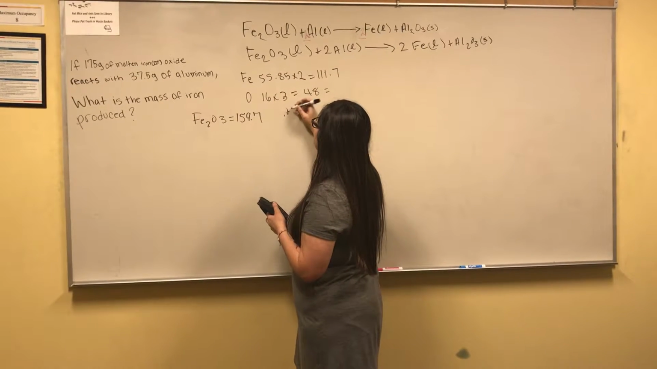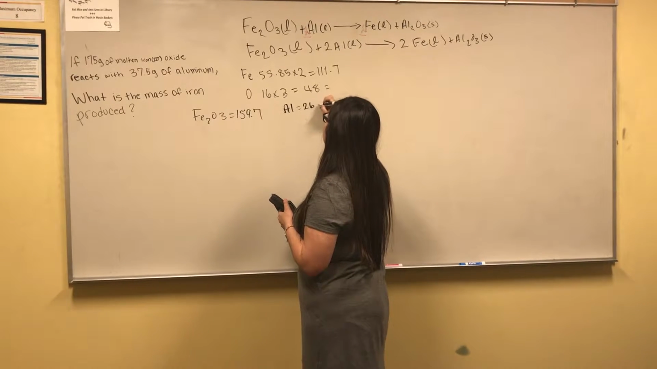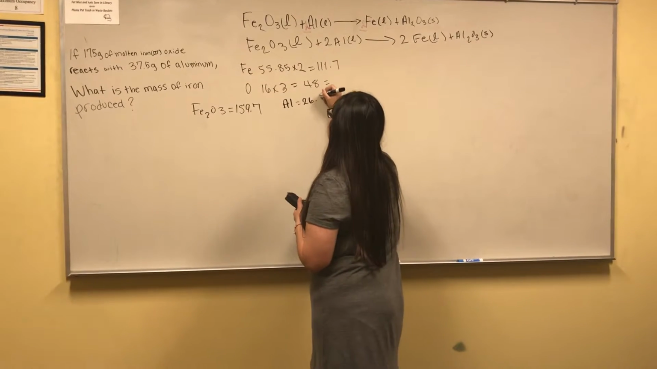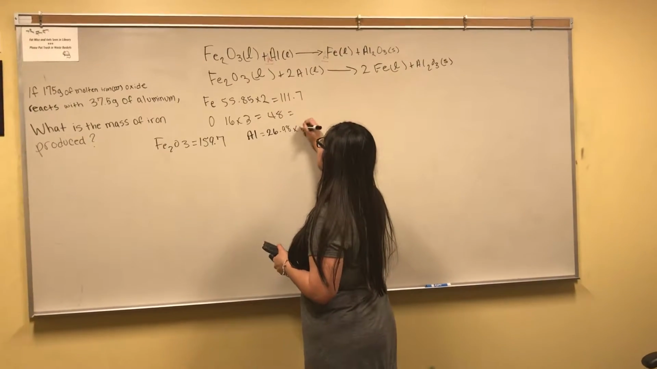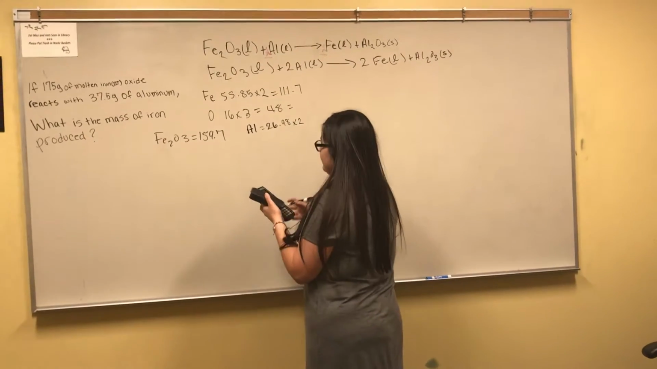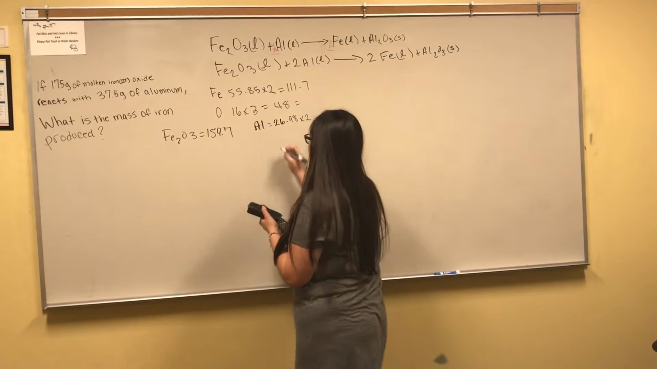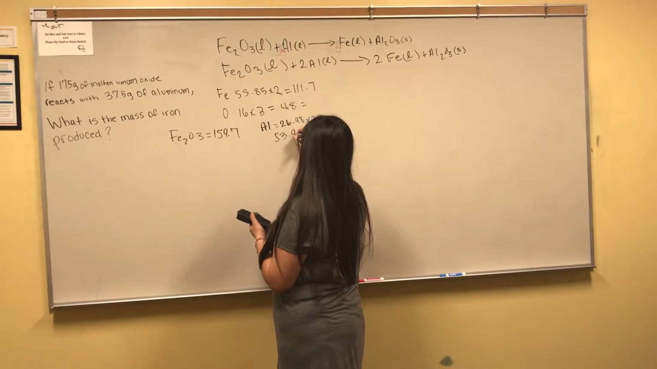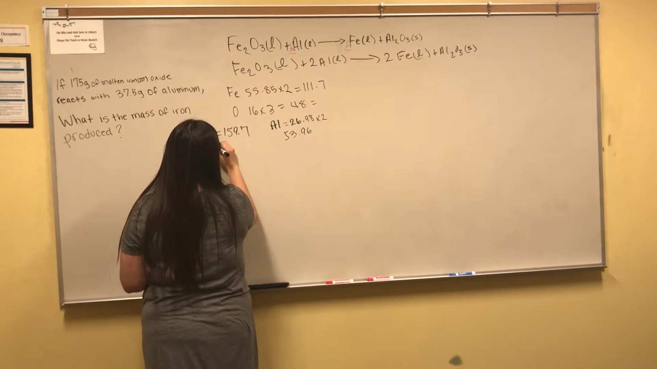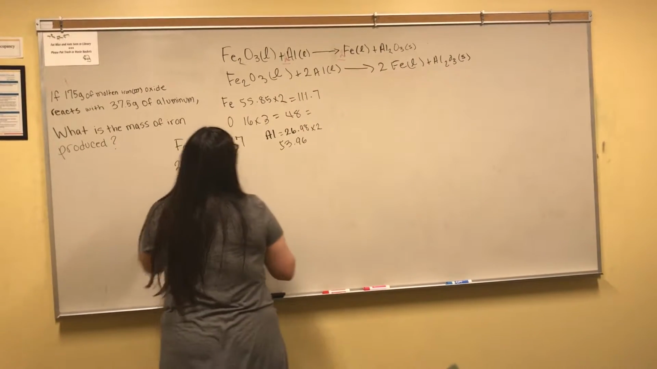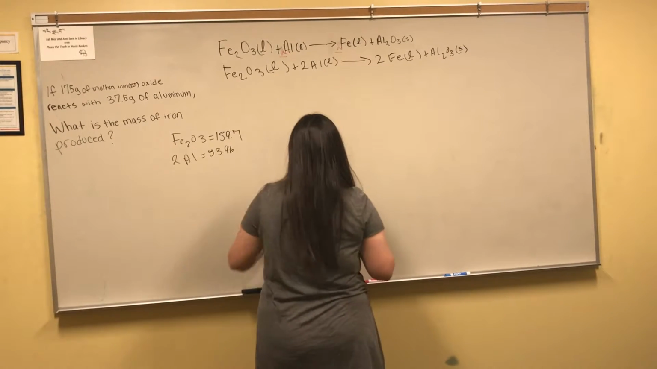Now we have to find the molar weight of aluminum. Aluminum is about 26.98, I believe. So it's 26.98 times 2, which is 53.96. So 2Al equals 53.96.